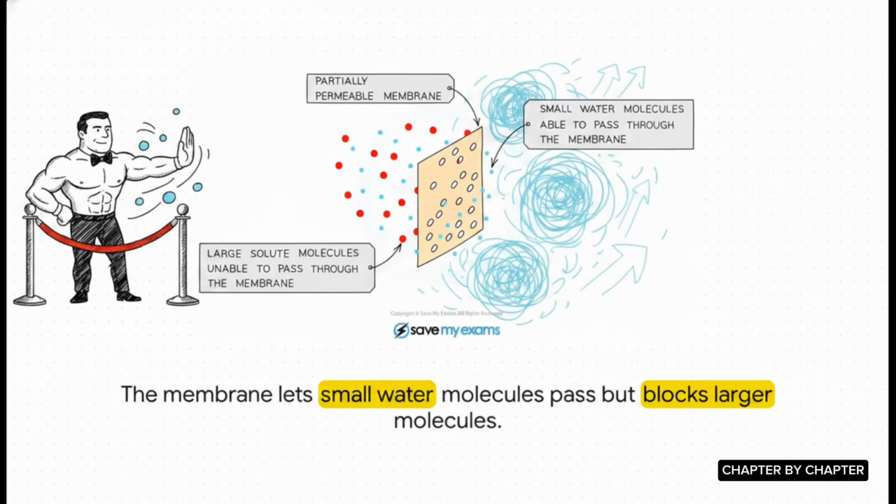The real hero of this story is the cell's partially permeable membrane. You can think of it like a very picky gatekeeper. It has these tiny pores that are just the right size for small water molecules to slip through. But bigger things dissolved in the water, like salt or sugar molecules, nope. They're too big, they're stuck. And that selective barrier is what makes the whole thing work.